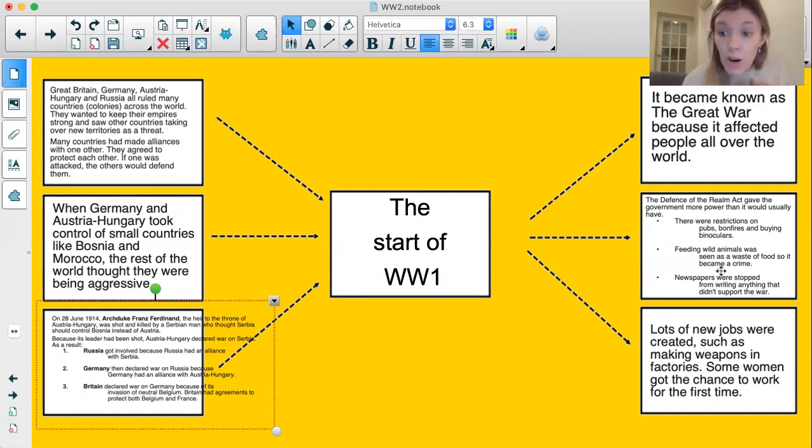Newspapers were stopped from writing anything that didn't support the war. Okay, only positive messages could be portrayed. Another effect, lots of new jobs were created, such as making weapons in factories, and it gave some women the opportunity to work for the very first time. So that's the start of World War I.